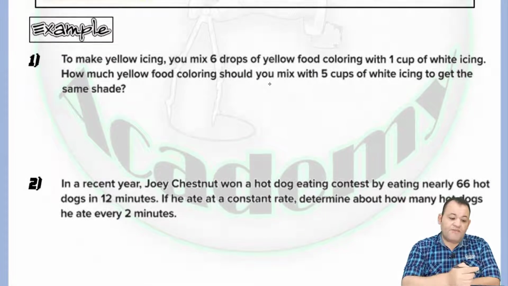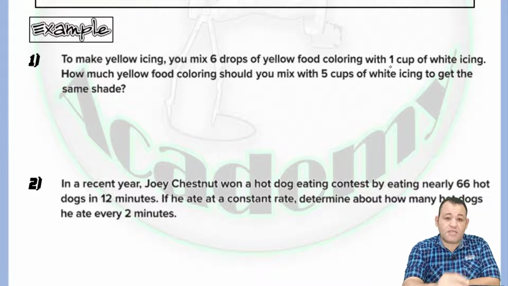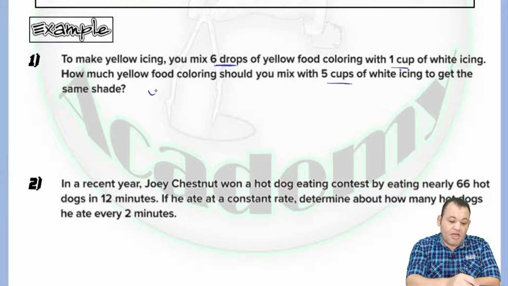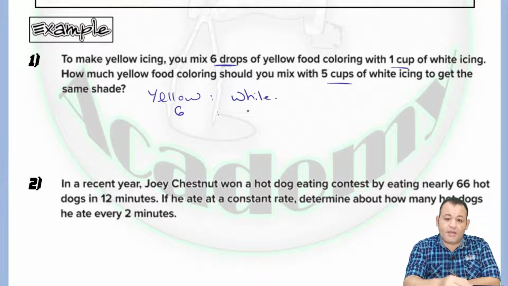For question number 1, we have a relation between the number of yellow food coloring drops and the number of white icing cups. For each 6 drops of yellow food coloring, we need 1 cup of white icing. We need to know how many drops of yellow food coloring we need if we use 5 cups. The first item is the yellow food coloring, and the second item is the white icing. So we need to find the number of drops of yellow food coloring for 5 cups of white icing.